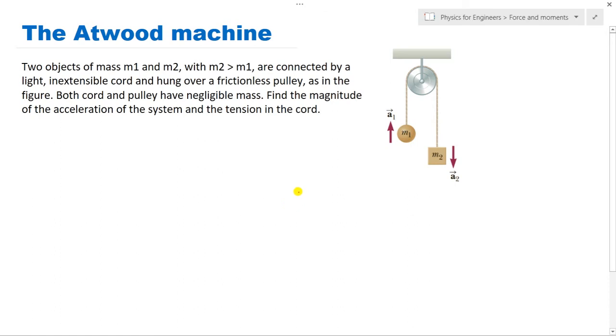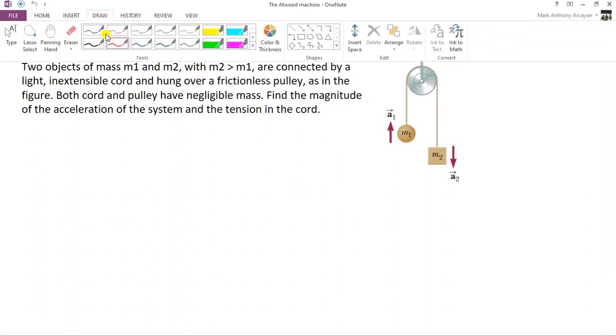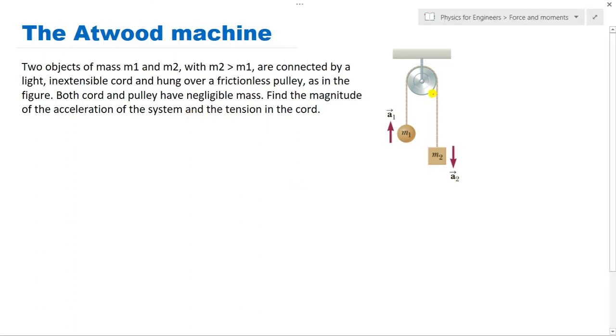So, let's have an example of acceleration forces. This is a popular problem on acceleration forces called the Atwood machine. In the Atwood machine, you have two masses suspended by a wire rope attached to a pulley. This is the pulley, one of the machine elements. And then here we have mass 1, and of course, it accelerates in this direction.